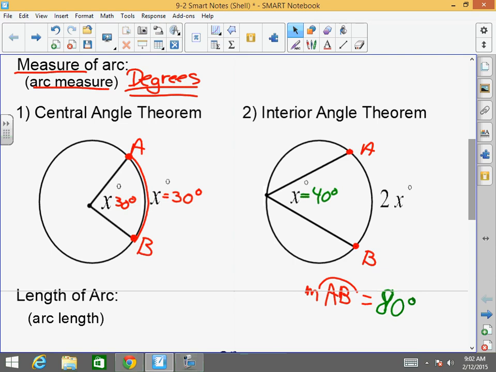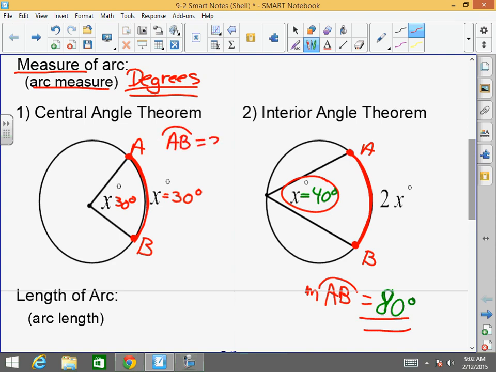For arc AB, the measure of the arc, the degrees of this circular part, is 80 degrees as well. It is double the interior angle. Arc AB here would equal, in this particular example, 30 degrees. The angle measure of this part of the circle is equal to the central angle. When we're talking about arc measure, we're talking about the degree measure, not the length, the degree measure.